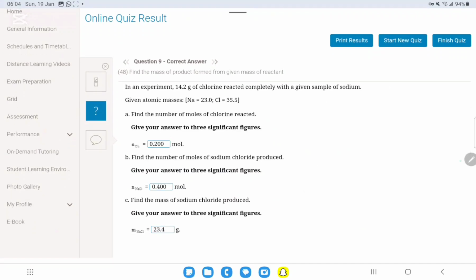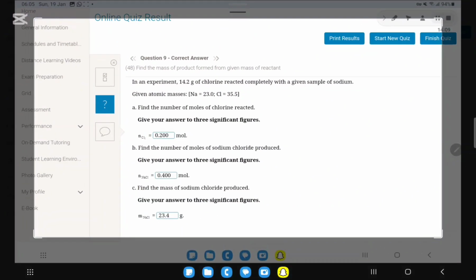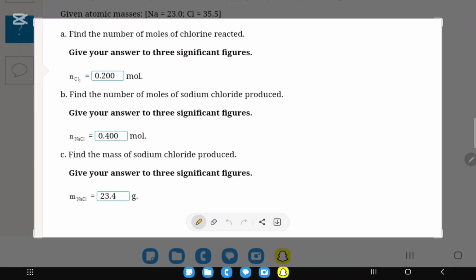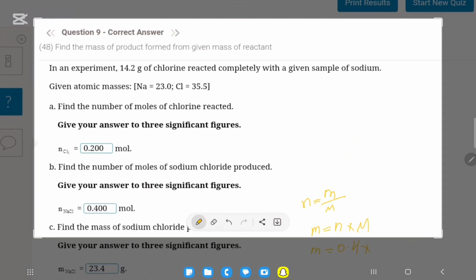And then for the last part, find the mass of sodium chloride produced. Here we got the amount of moles of sodium chloride. From this equation we can rearrange it and get that mass is moles times molar mass, and we got the moles as 0.4 times the molar mass of sodium chloride. Sodium chloride, as we got from the reaction, is NaCl.